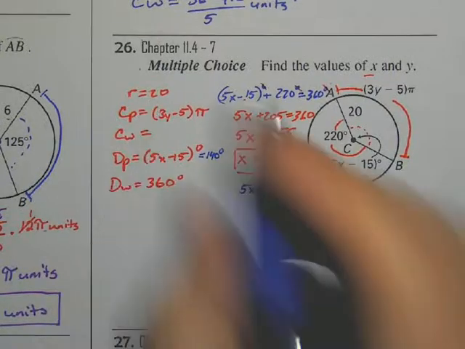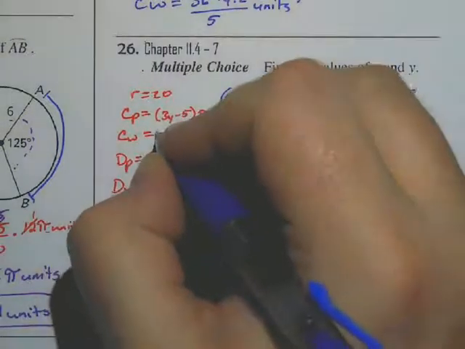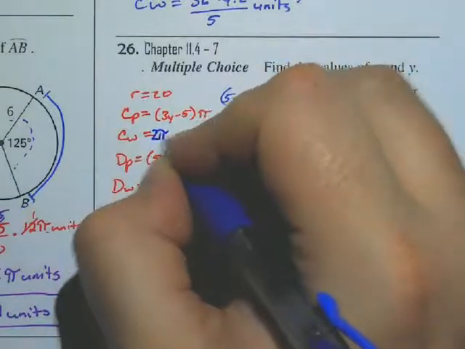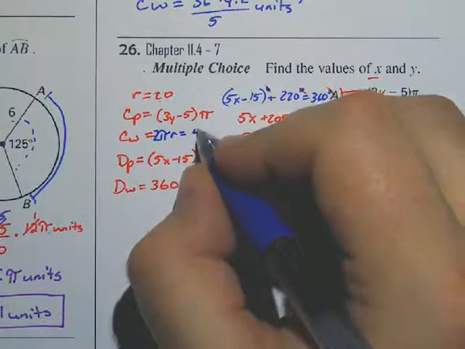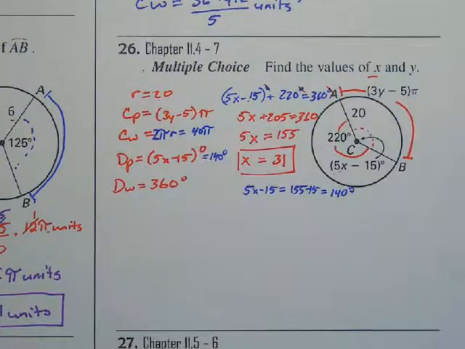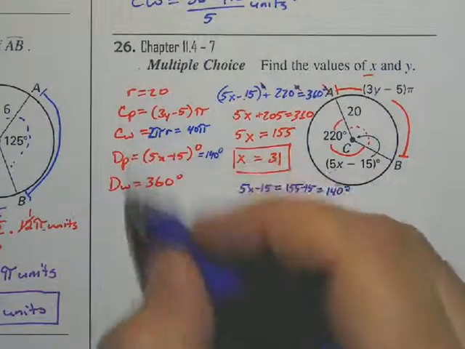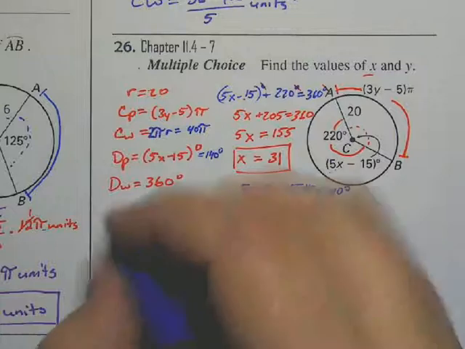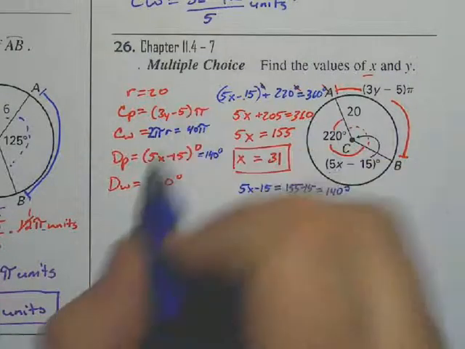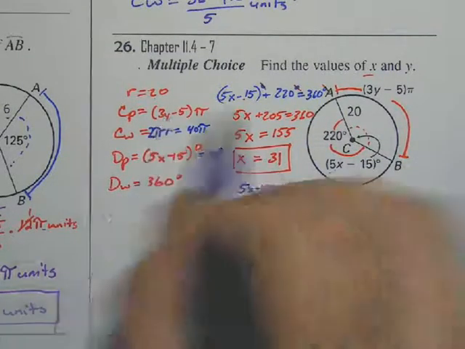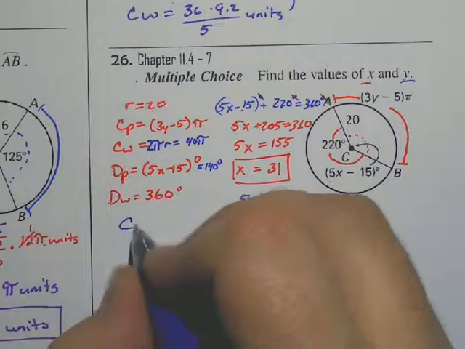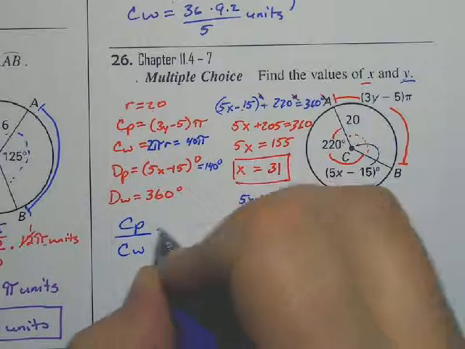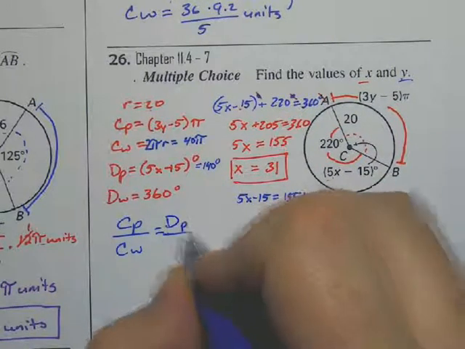I can find my whole here is 2 pi r. And so that's 2 times 20 times pi, so that's going to be 40 pi. So I can use this to set up a proportion now. What I'm looking for is this y value, because that's the other thing I need to find. I need to find the y, and it's in the CP. So I'm going to put CP over CW equals DP over DW.